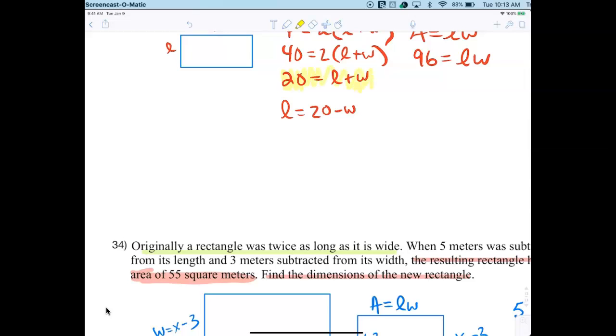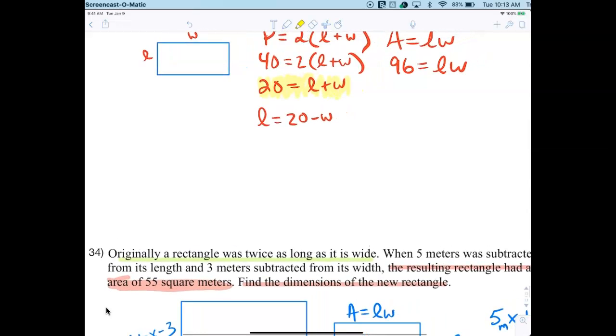And I just solved it for L by moving the width over. All right? So the length is 20 minus W. Is everybody good with that? Now what am I going to do? I'm going to replace over here. This is a substitution, which we talked about.